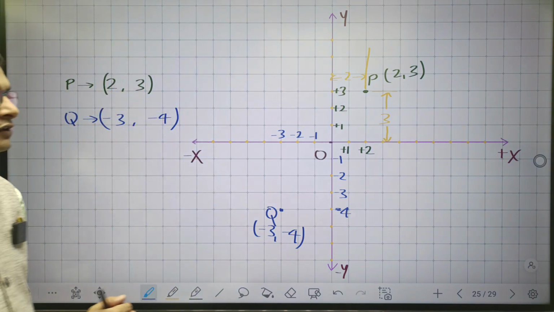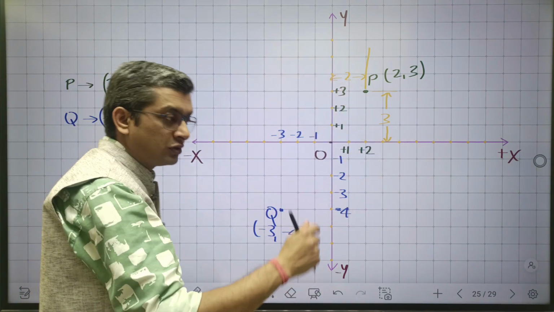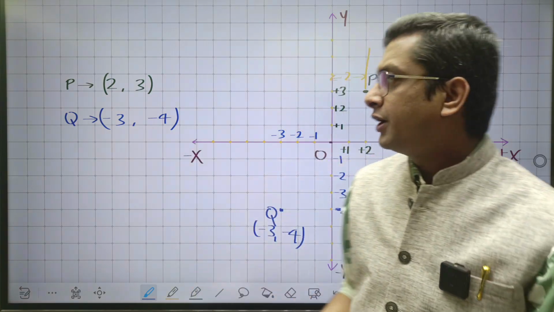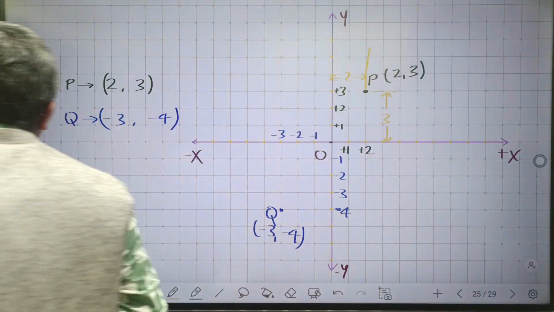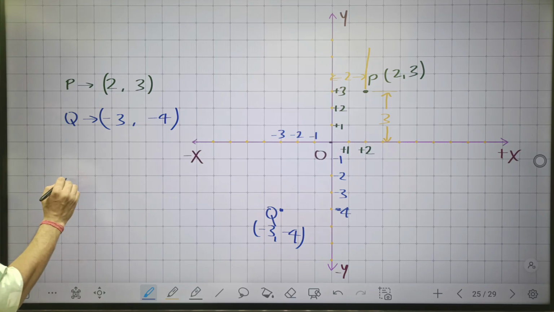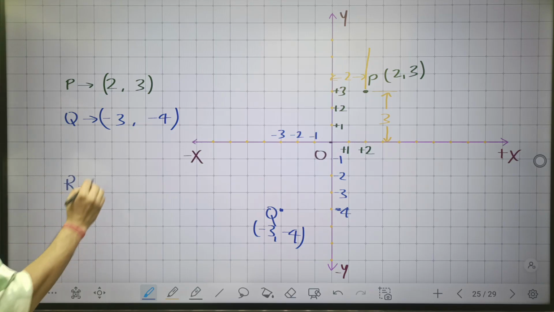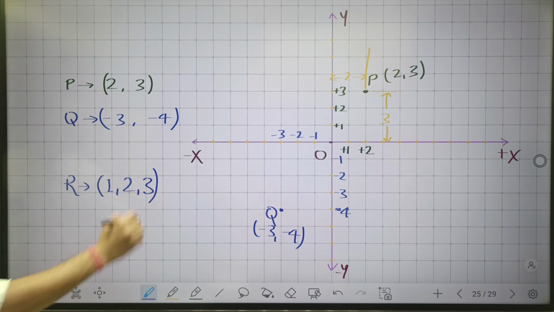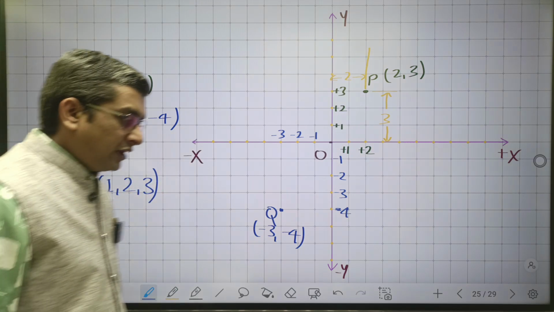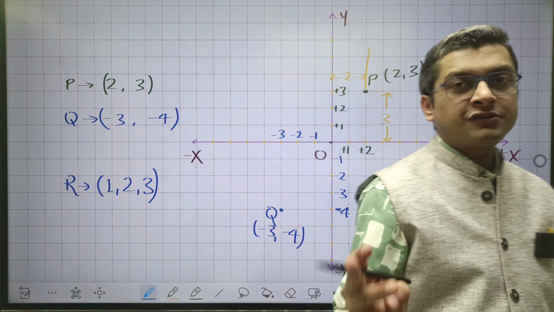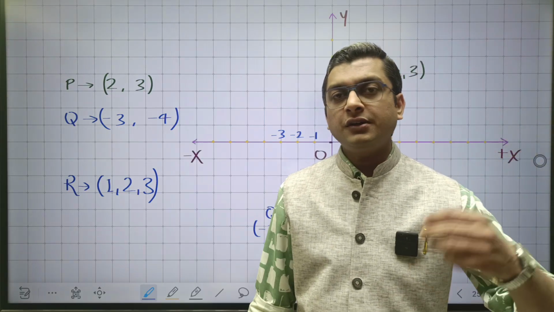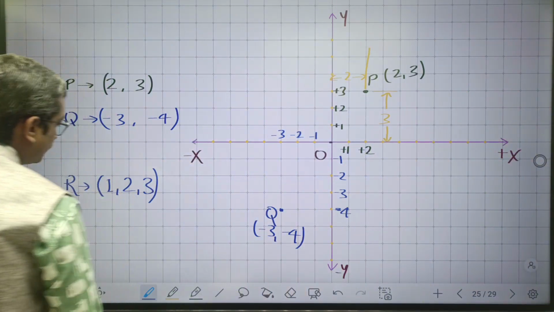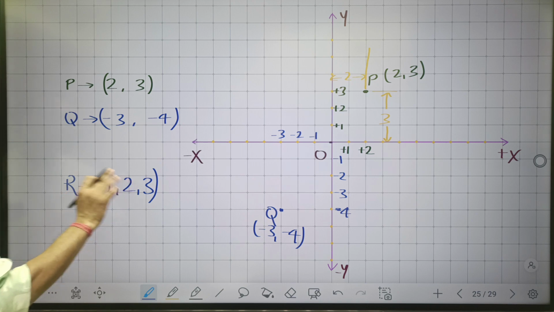Are you getting that? So in this way we use this Cartesian plane to represent the position of any point or particle. Now suppose there is a third point having coordinates 1, comma 2, comma 3. Now I am taking the example of a three-dimensional system. Suppose there is an insect flying, and at some moment its position is 1, comma 2, comma 3.